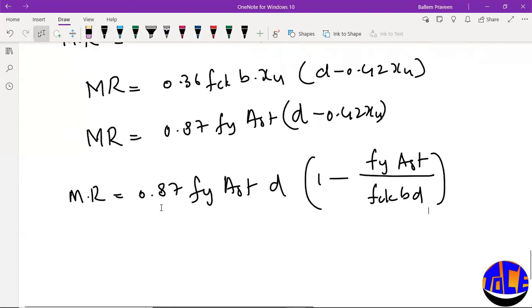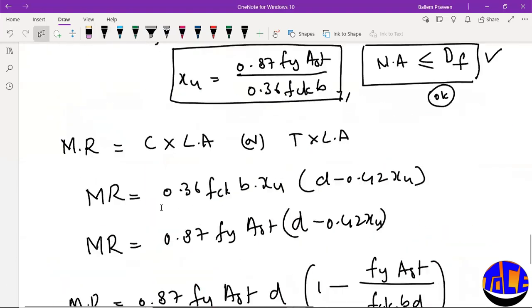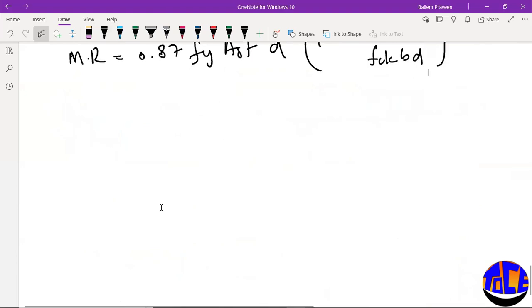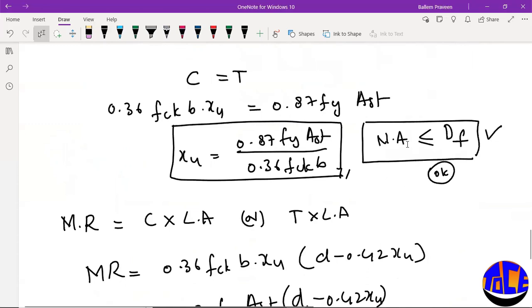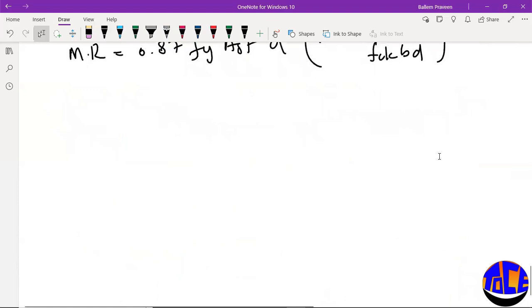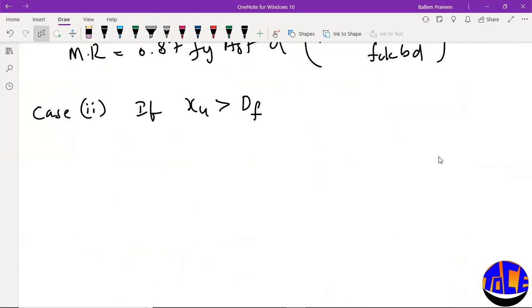So this is the first case. If the condition is not satisfied, that is, the neutral axis is exceeding Df, then you go to case 2. Case 2 is if xu is greater than Df. That means the neutral axis lies in the web.